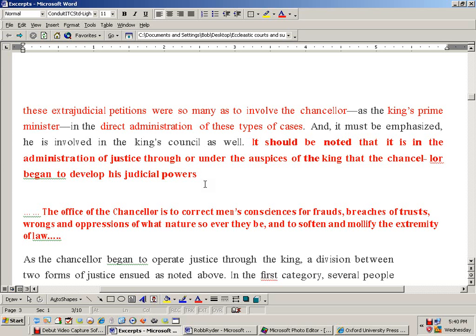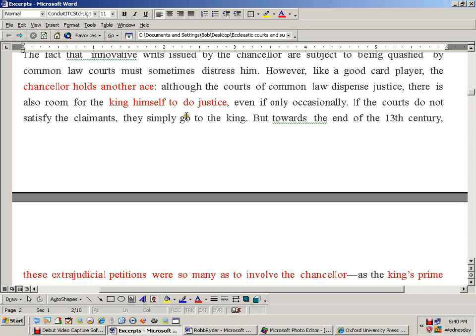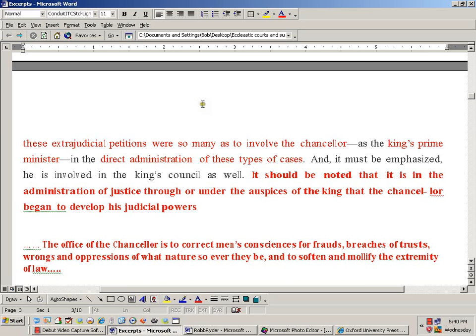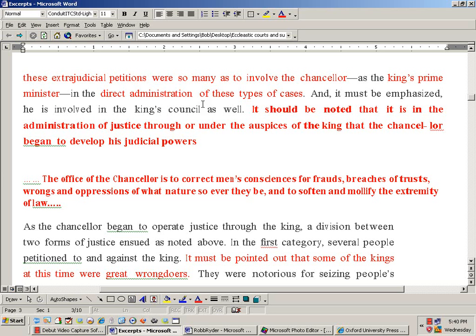So when all this was happening back in the 11th century, 12th century, 13th century, the chancellor was always the bishop. And he sat on, obviously a very important person. He has another ace: the king himself to do justice, and the chancellor was the keeper of the king's conscience. And so the king gave them the work, and they did it on an extrajudicial petition. It doesn't say anything about doing a court case. You just need to put in a petition.